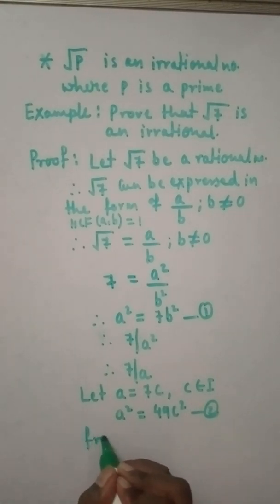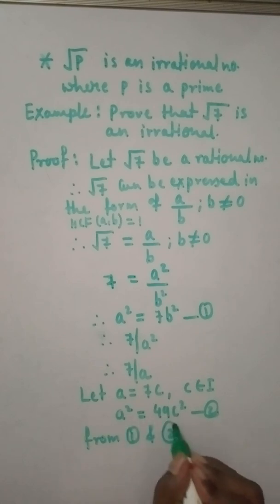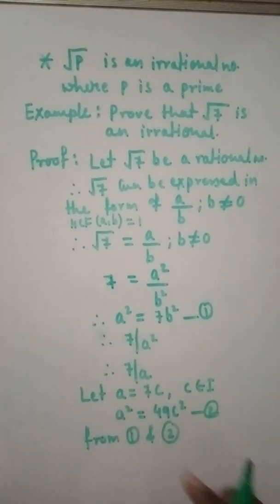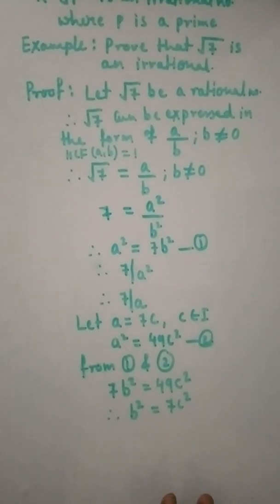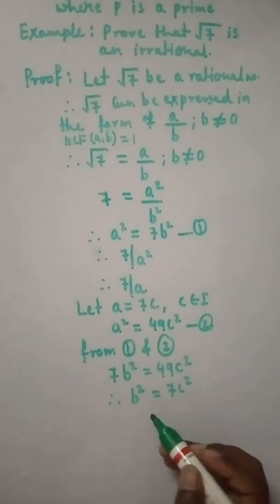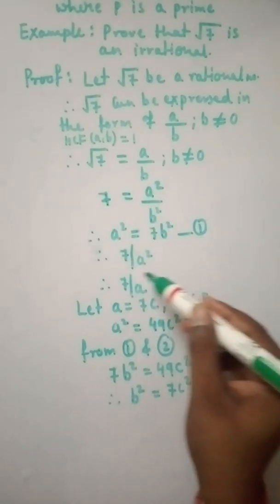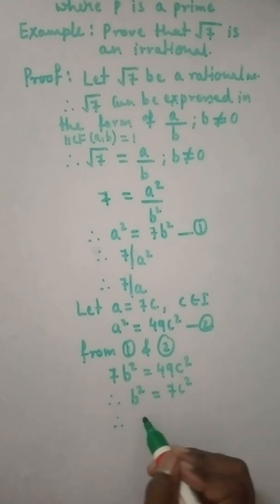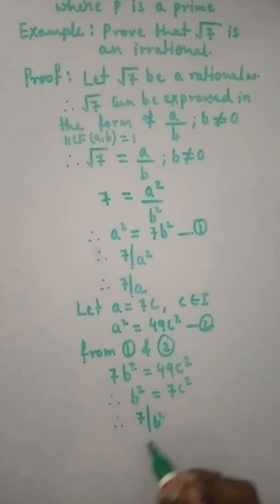What can we write from here? From 1 and 2, here you have a square equals 7b square, and here you have a square equals 49c square. So 7b square equals 49c square. Therefore b square equals 7c square, since I have divided both sides by 7. Again, like the condition a square equals 7b square, here we are getting b square equals 7c square. That means b square is a multiple of 7. Therefore 7 divides b square, and therefore 7 divides b as well.